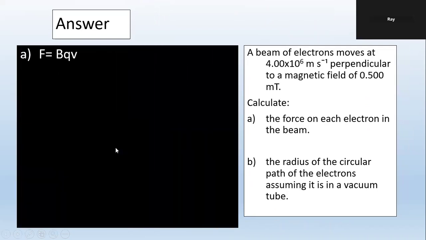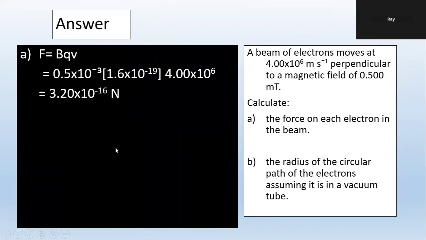3.2 times 10 to the power minus 16 newton. Radius of the circular path of electron. Assume it is in vacuum. Is it the mv over qB? Magnetic force equals centripetal force.